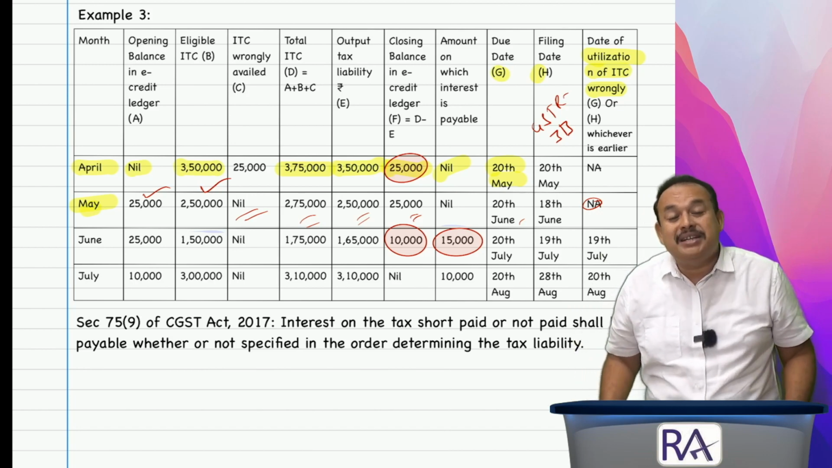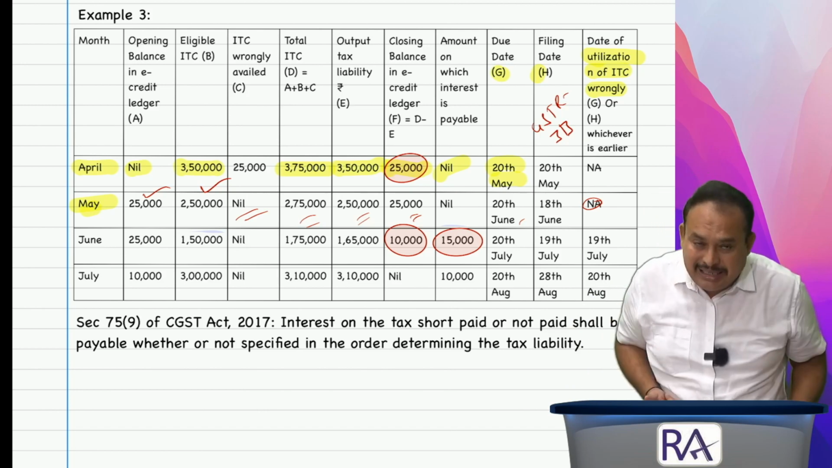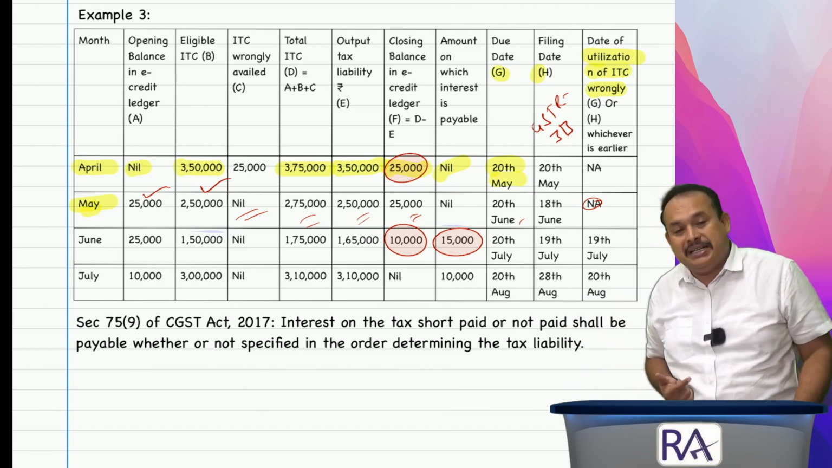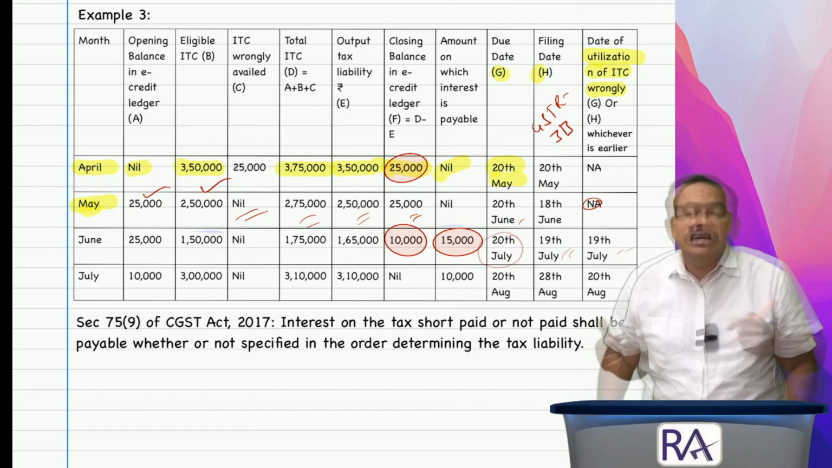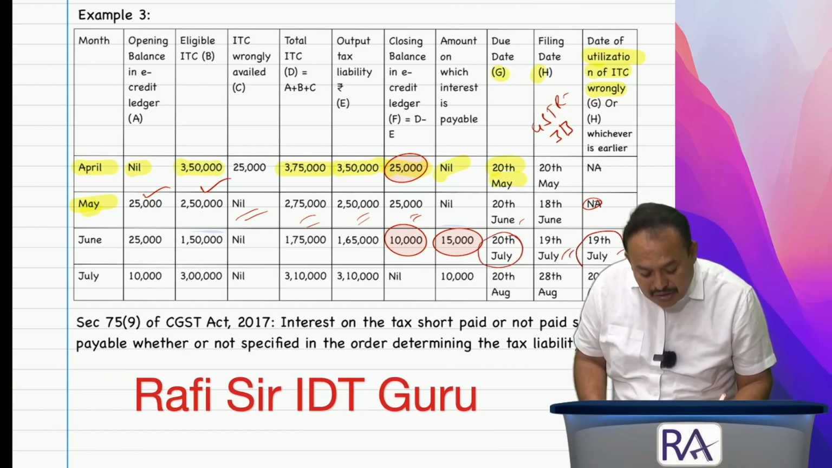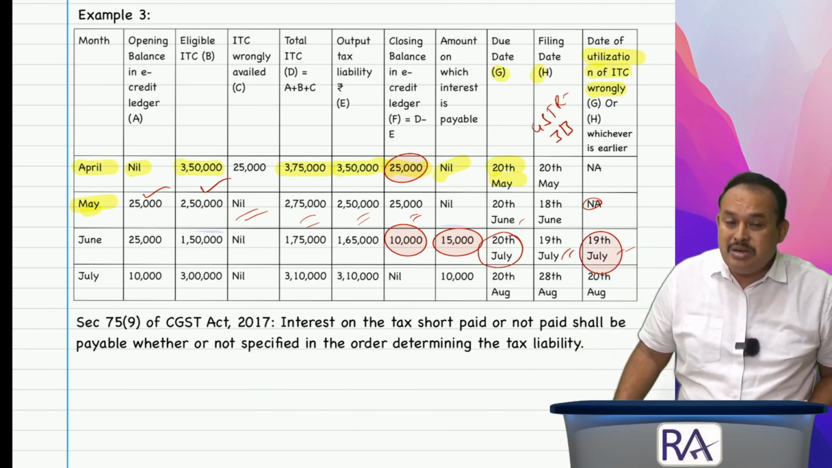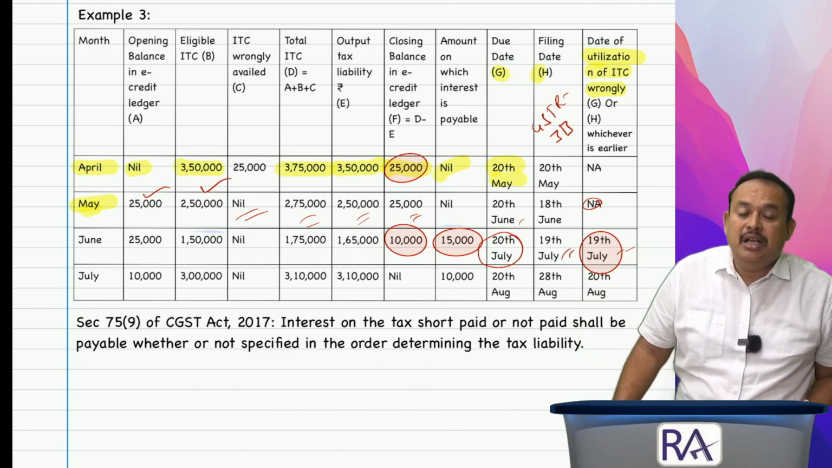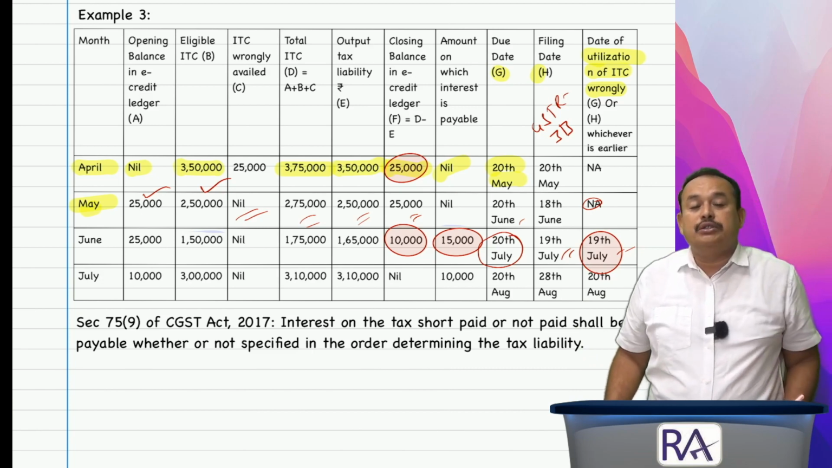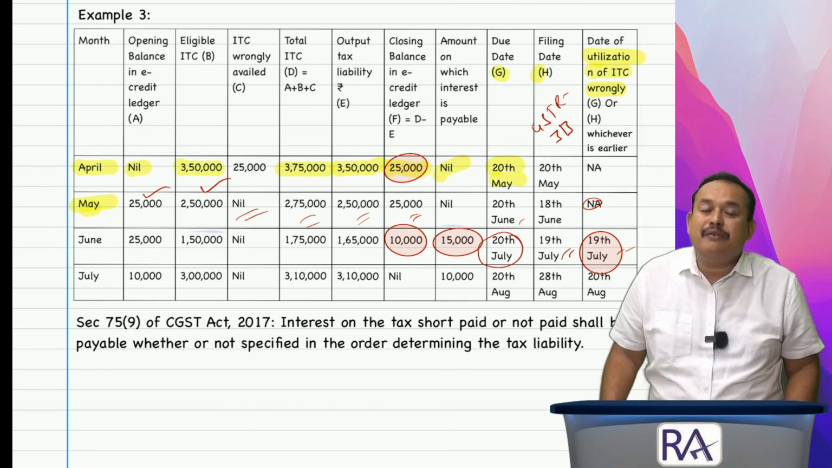Now, what is the date of utilization? The due date of filing that particular return or the actual date of filing the return, whichever is earlier. 19th of July is earlier, so it is the date of wrongful utilization. That means the count for the number of days of delay is reckoned from 20th of July till the date you make the payment.